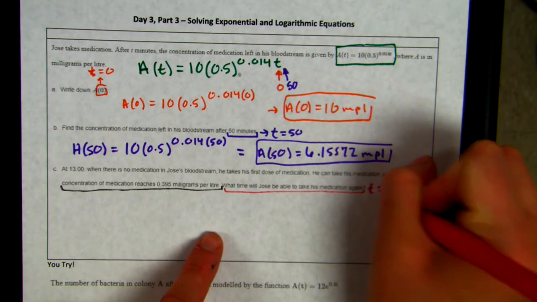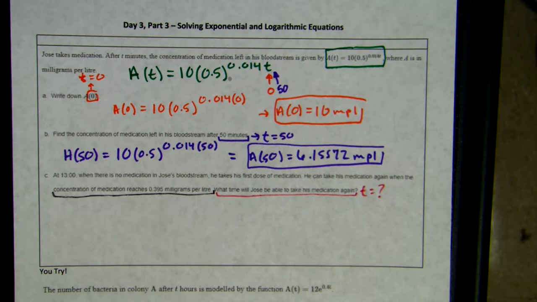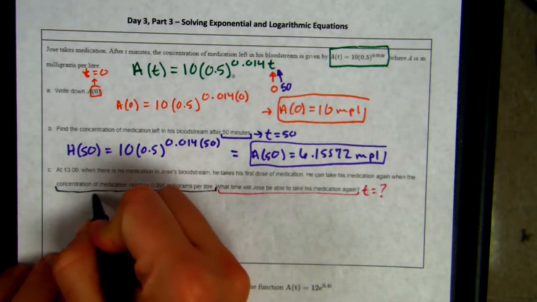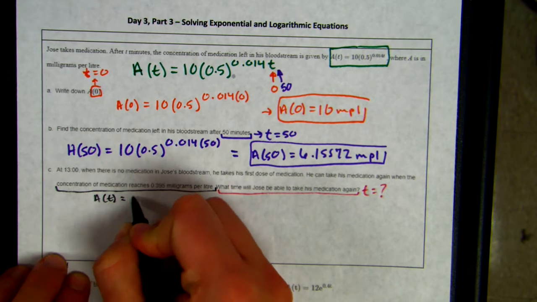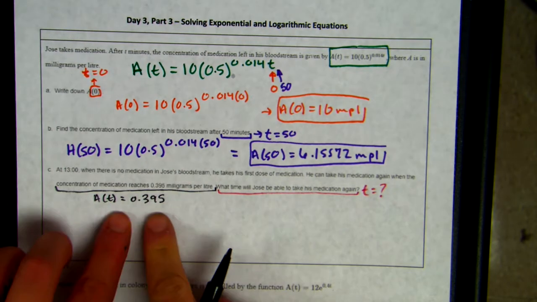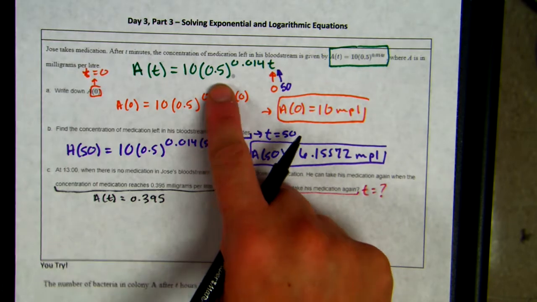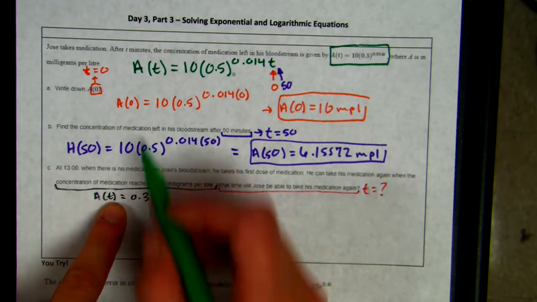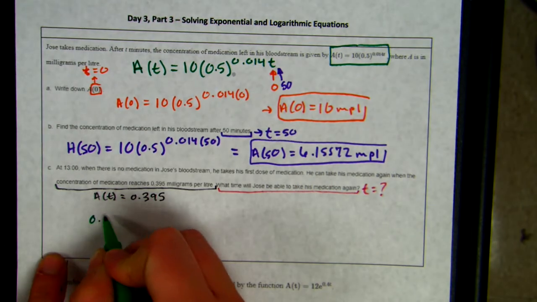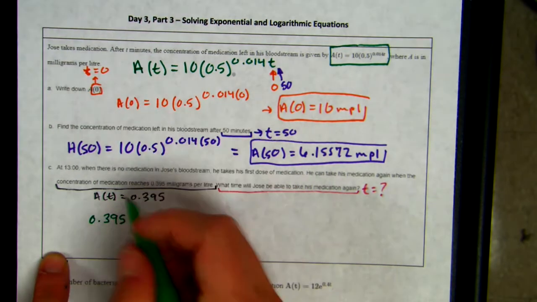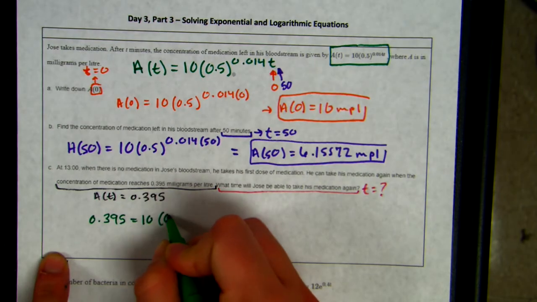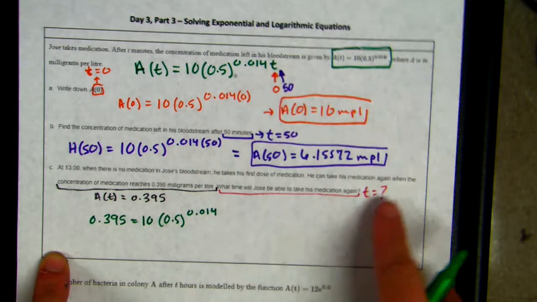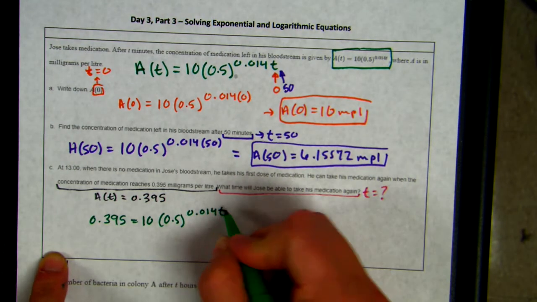So t, we don't know the value of. That's what we're trying to solve for. Concentration, or A of t, we do know the value of. A of t is equal to 0.395. Okay, so again, we plug in what we know to our original equation here. I know that A of t is equal to 0.395 is equal to 10 times 0.5 to the power of 0.014 t. t I don't know the value of, so I'm going to leave it as t.